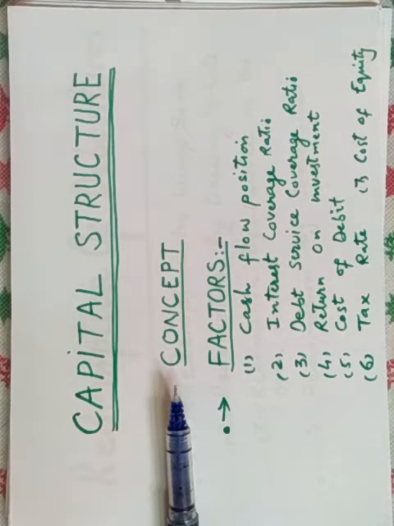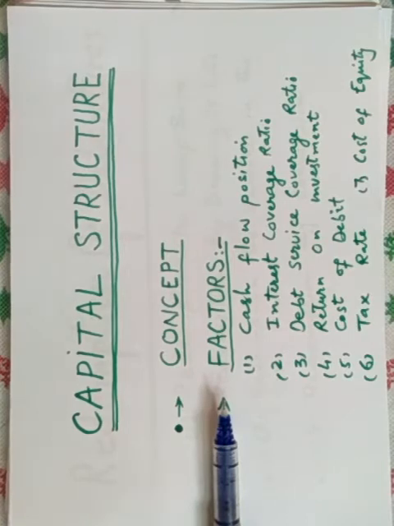business. It can be calculated in two ways. Number one, as a debt-equity ratio, that is debt to equity, and number two, as a proportion of debt out of total debt plus equity.